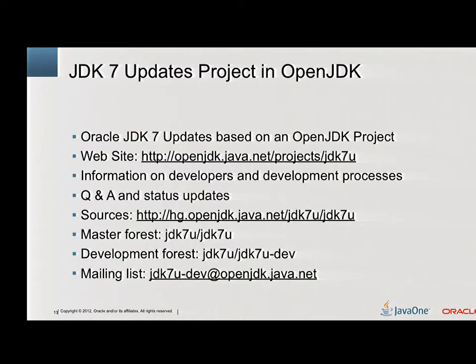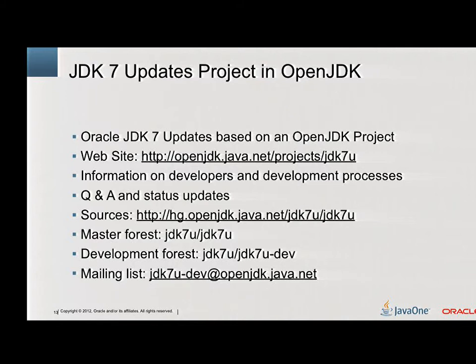So we have a repository. We actually have many repositories. You've seen a couple of those before. We do development in 2 lines. The -dev line is really the bleeding edge. The JDK7U is our master forest. That's typically the code for next release.